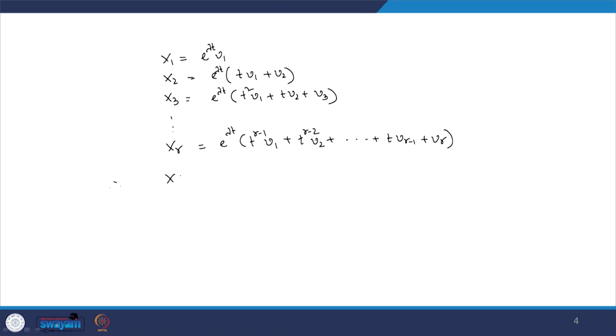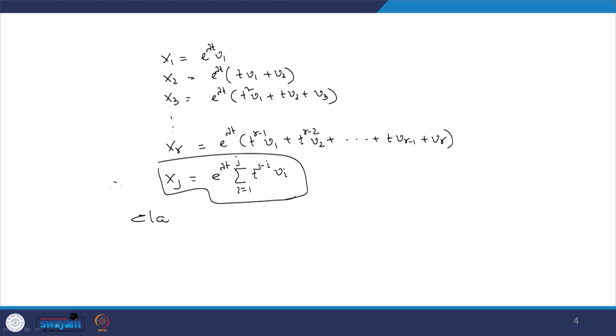So, I can say in general, capital Xj is equal to e to the power lambda t into the sum of t to the power j minus i into Vi, with i equal to 1 to j. So, I have constructed these R functions like this.